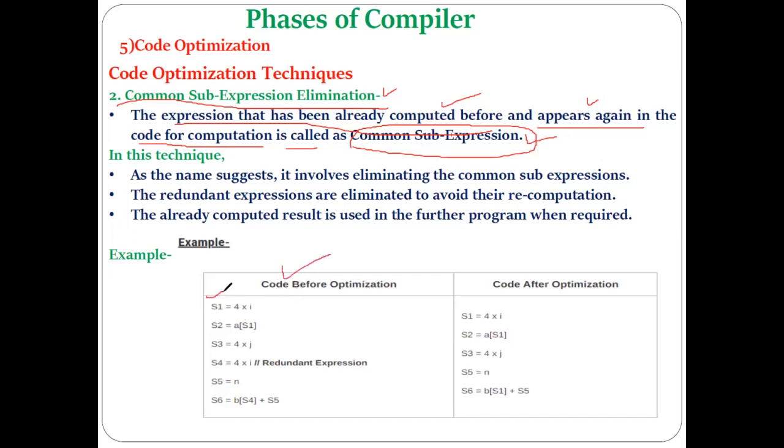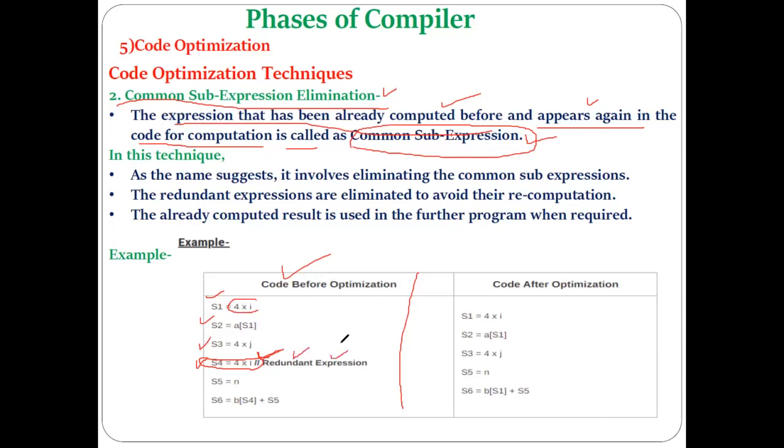Here you have written s1 equal to 4 into i, s2 equal to a of s1, s3 equal to 4 into j, s4 equal to 4 into i. Consider this as part of your program. Now this is the common subexpression, or redundant expression, because see the definition: the expression that has already been computed before, s4 equal to 4 into i already computed here, appears again in the code for computation. That is the reason this is called a common subexpression or redundant expression.